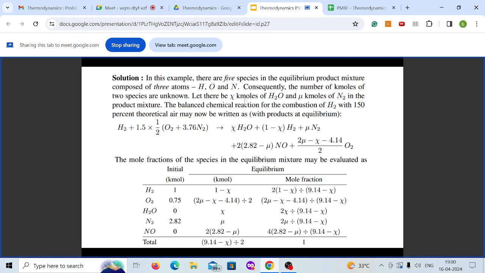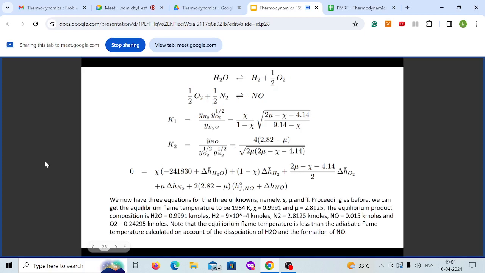So we assume x kilomoles of water and mu kilomoles of nitrogen, and we write an expression for that. You have 150% theoretical air, so 1.5 into the theoretical oxygen is 0.75 kilomoles. So this is what we get: x kilomoles of water plus 1 minus x kilomoles of hydrogen plus mu kilomoles of nitrogen plus 2 into (2.82 minus mu) kilomoles of NO plus (2 mu minus x minus 4.14)/2 kilomoles of oxygen. We similarly create a table, find the total moles, and from there we can find the mole fractions. Since we have 2 unknowns, we write 2 expressions.